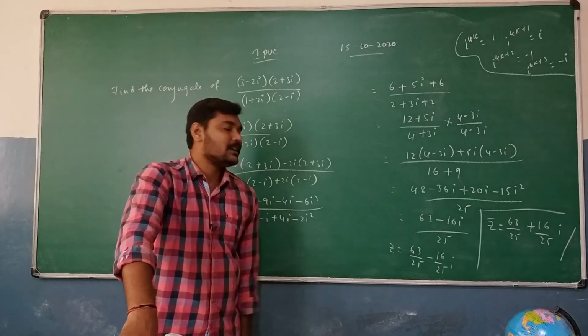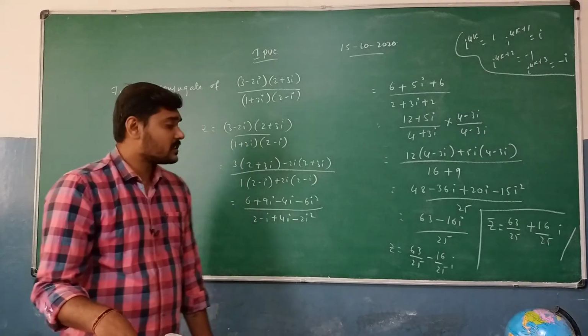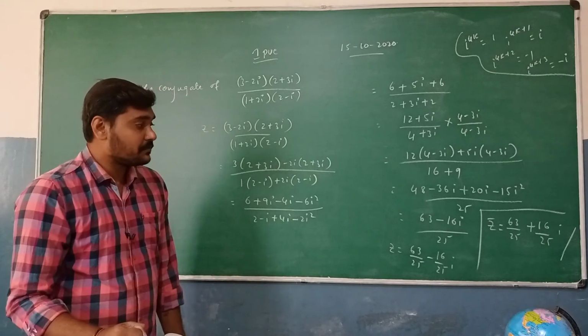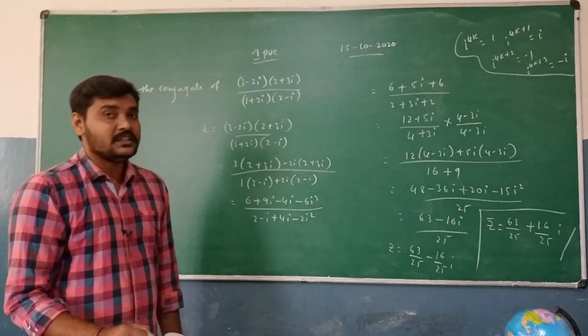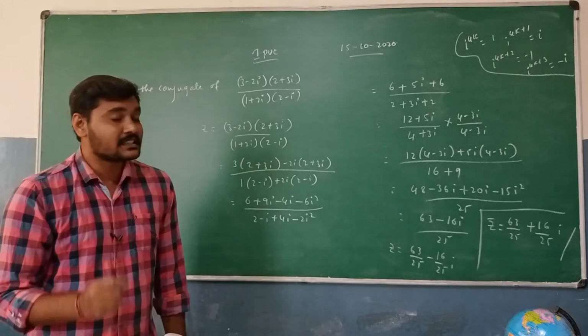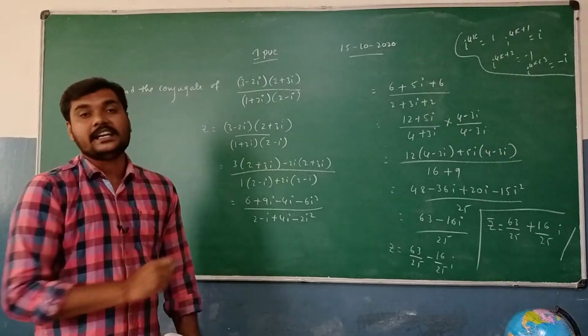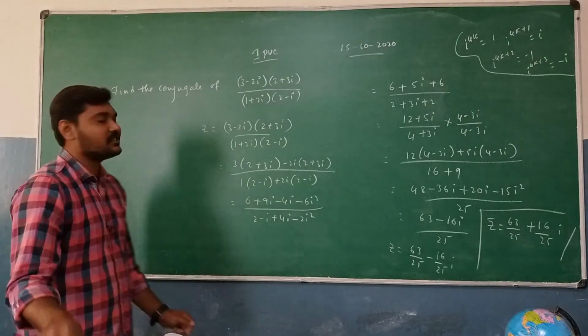So the required complex number is going to be 63 by 25 minus 16 by 25i, and the conjugate is going to be 63 by 25 plus 16 by 25i. Okay, just pause the video to note.